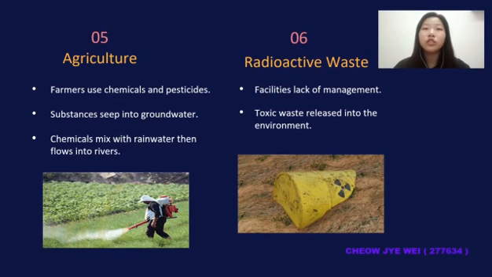Next, for water pollution, agriculture. In order to protect their crops from bacteria and insects, farmers often use chemicals and pesticides. When these substances seep into groundwater, they can harm animals, plants, and humans. Additionally, when it rains, the chemicals mix with rainwater, which then flows into rivers and streams that filter into the ocean, causing further water pollution.